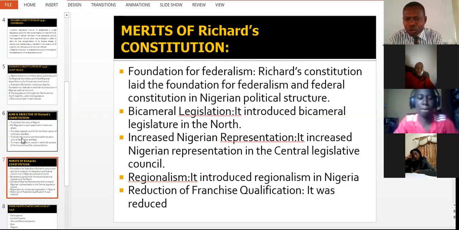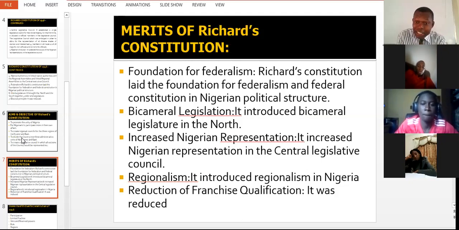That's how you pass your exam, so that you don't do too much cramming. If you just cram all the features and then also cram merits and demerits, you'll be wasting your time. No. There's a technique. Once you know the features very well, you're able to defend them, so there's a way you bring out the advantages and the disadvantages from them.